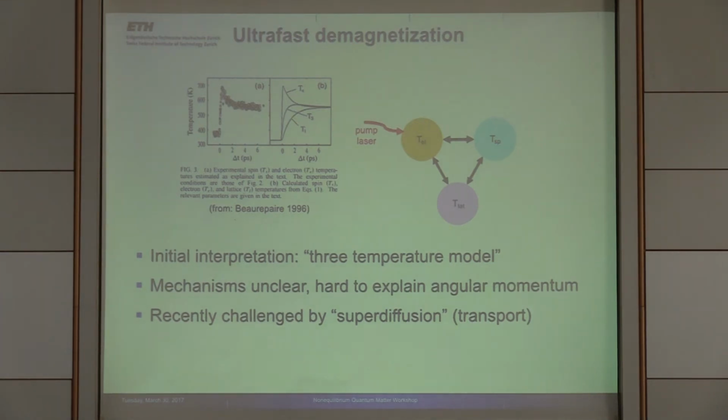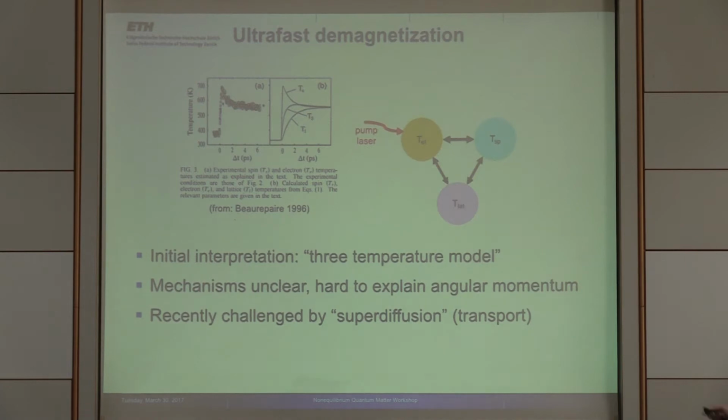So what I'm showing here is the initial experimentalist phenomenological interpretation of this. This was presented in that original paper, and the phenomenological aspects of the theory haven't really advanced too far beyond this. It relies on something called a three-temperature model that breaks up the system into a charge component, a spin component, and a lattice component, with temperatures assigned to each one, and then some kind of coupling between these different thermal baths.